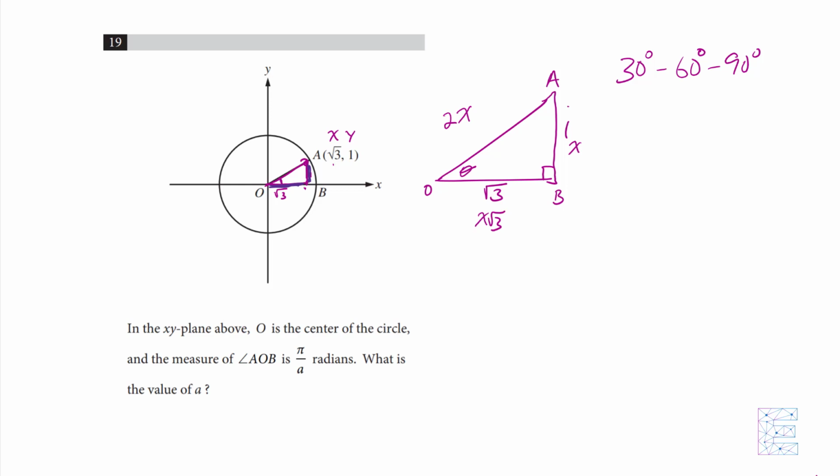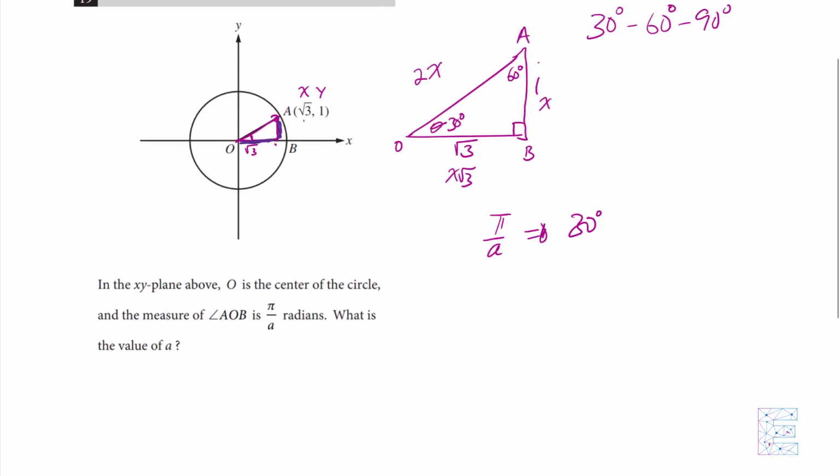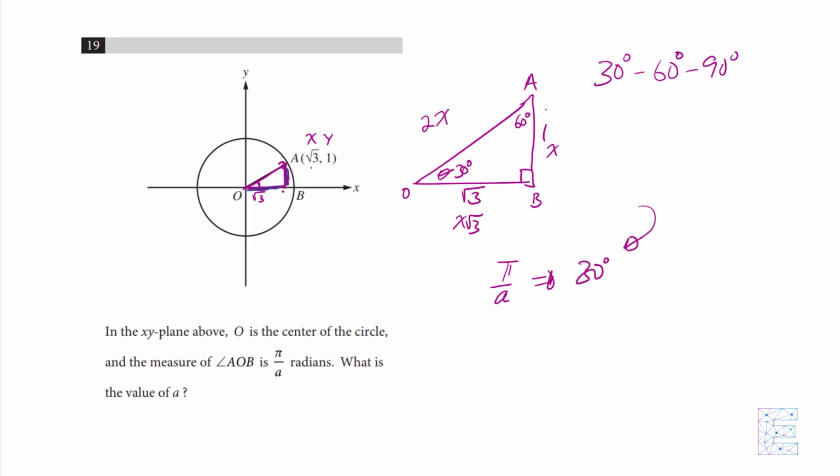So if you looked at your SAT paper, you're given this triangle, this and the 45, 45, 90. So, we know that the angle that is closer to the √3 is the 30-degree angle. This other angle is 60 degrees. So we are aware that pi over A, this radian, really is 30 degrees. So all we need to do is to take this 30 degrees and convert them to radians, and we'll have the value of A. How do you change degrees to radians?